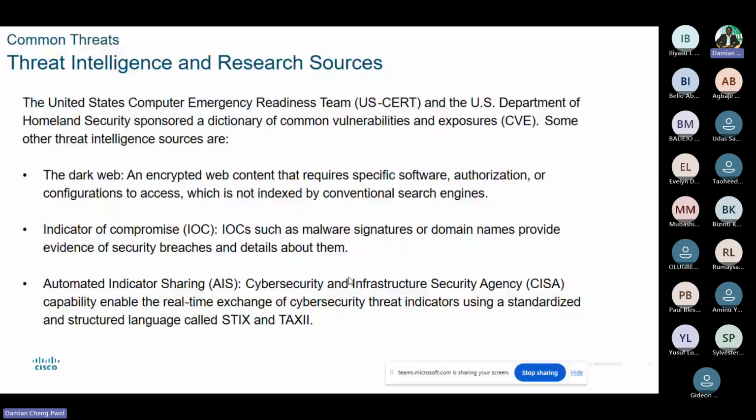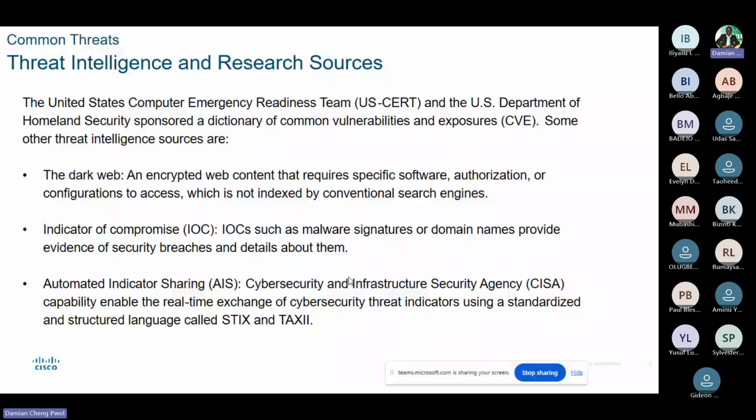But on the dark web, you don't have such indexing. A lot of things are hidden from the search engine, so search engines will not be able to pick up information from such websites. A lot of things happen on the dark web, and to gain access to it, there are certain things you need to do.